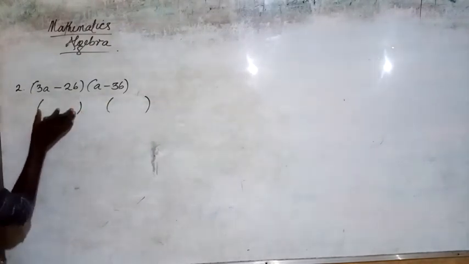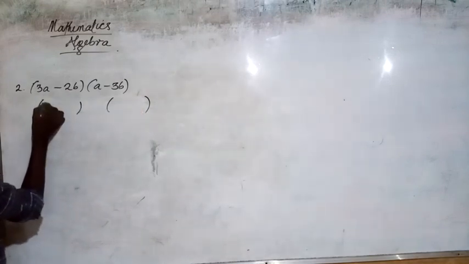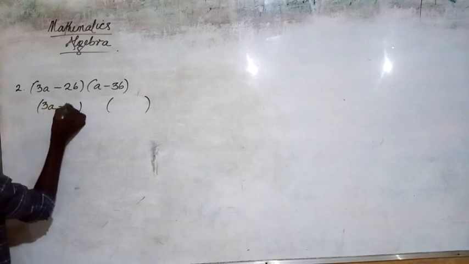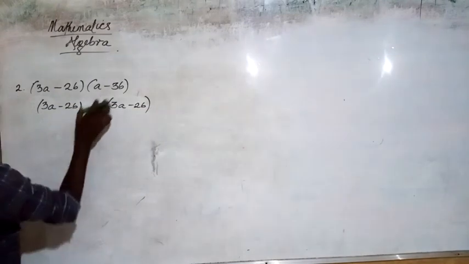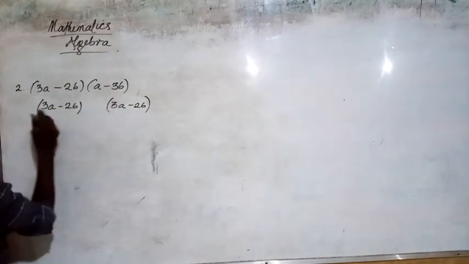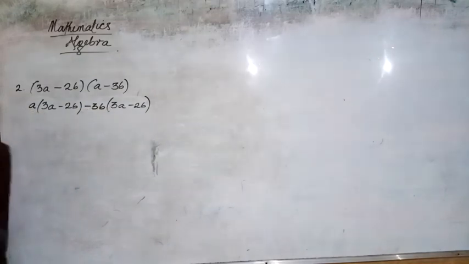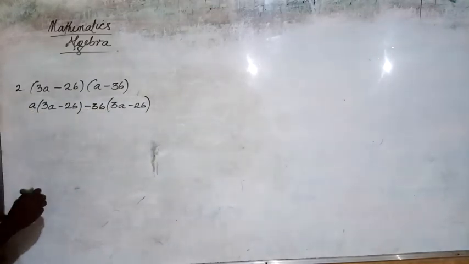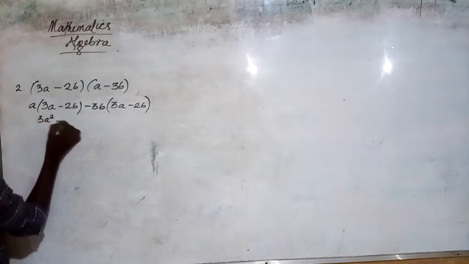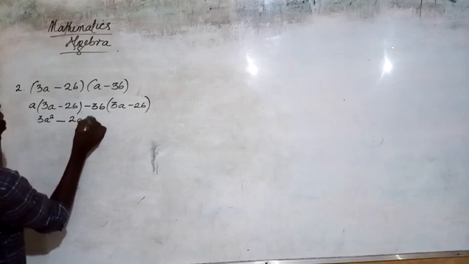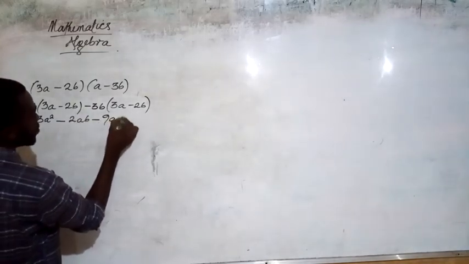Then fill this first bracket with the first expression and the second bracket as well. So we have 3a minus 2b in this bracket and 3a minus 2b in this one. Then outside of the brackets, we're going to split the second expression, a minus 3b, so that we can now use these items to open the brackets. So we have a times 3a, which is 3a squared, minus a times 2b, which is 2ab, minus 3 times 3 equals 9, and a times b equals ab.